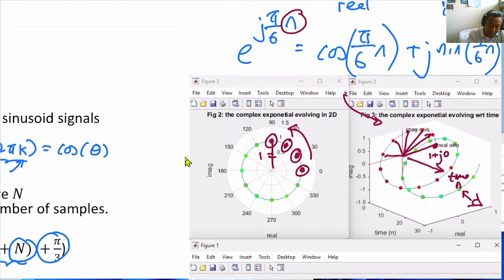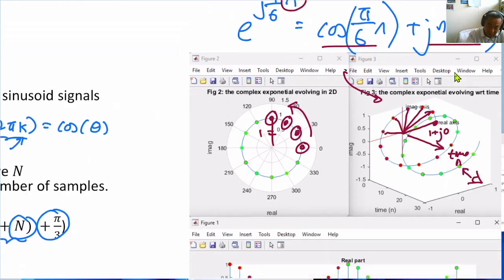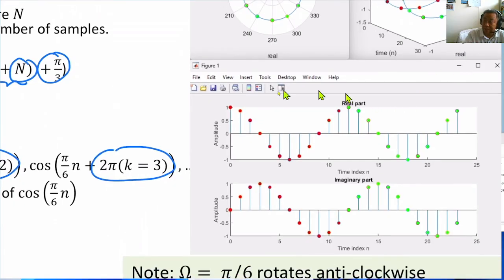Finally, remember that we can also view this as two separate diagrams, one for the real and one for the imaginary. So this is the third diagram that you can see. This is the real part of e^(j pi over 6 n), and this is the imaginary part. And this of course looks like the cosine to you, and this looks like the sine to you, and here is n moving from time 0 to time 20 and 25 and above.